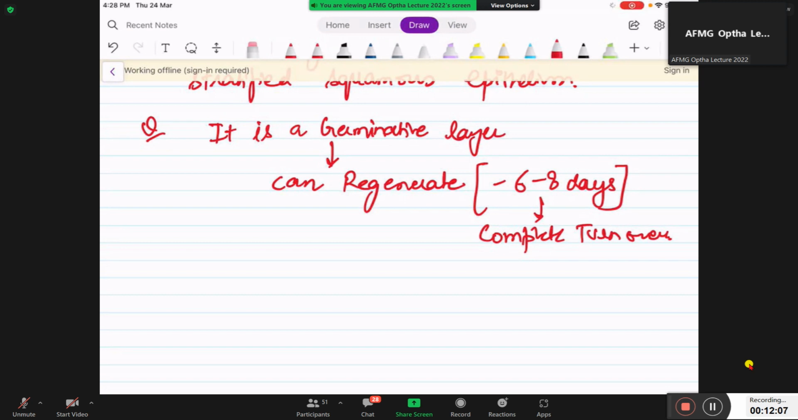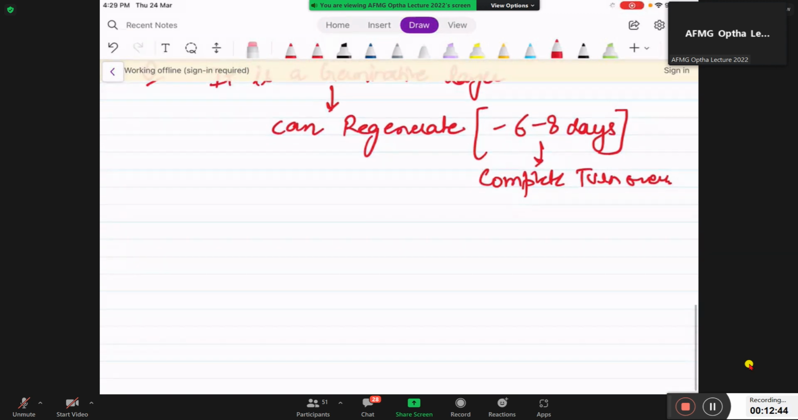It can regenerate. Suppose a small foreign body falls in your left eye while you are driving a bike, and this foreign body is lodged in the epithelium of the cornea. It has damaged your epithelium of the cornea. So what we do, we remove the foreign body and we need not do anything. The epithelium will heal on its own, and usually it takes 6 to 8 days, around 1 week, right? So this means that this epithelium is a germinative layer and it can regenerate.